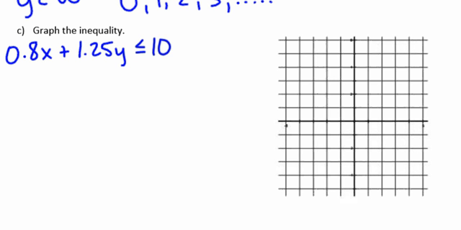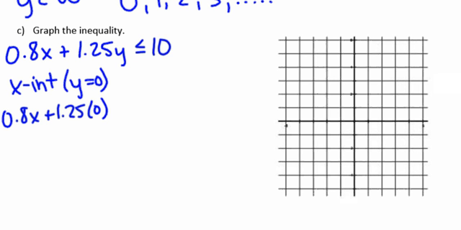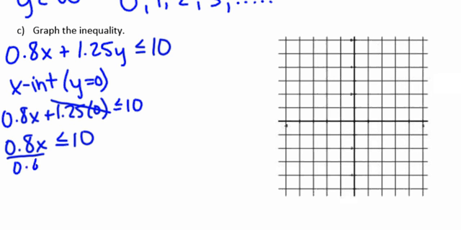So our x-intercept is where we cross the x-axis, and that means our y value is 0 there. So we want to plug that in. 0.8x plus 1.25 times 0 is less than or equal to 10. So we know this will cancel. Anything times 0 is a 0, so we don't have to write that again. And we need to solve for x. So we need to divide both sides by 0.8. x is less than or equal to, notice how I didn't change my inequality because I didn't divide by a negative.